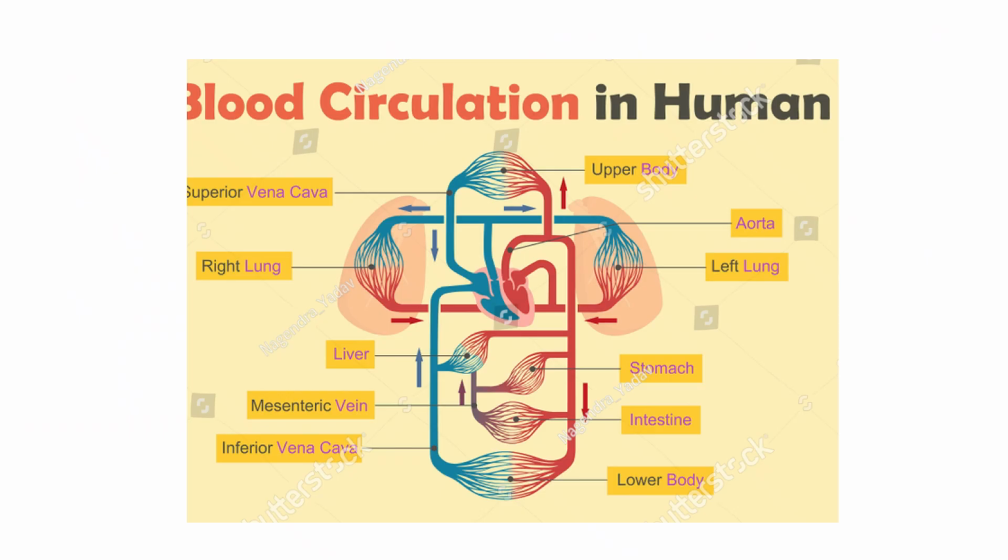The blood circulation in the human being. There is the pulmonary circulation, where the blood goes into the heart, the lung, the right lung, and the left lung. There is the systemic circulation, where the blood goes to the liver, and it also goes to the stomach and intestine. And at the end of this circulation, the vena cava collects the blood, the venous blood, and returns it back to the heart.